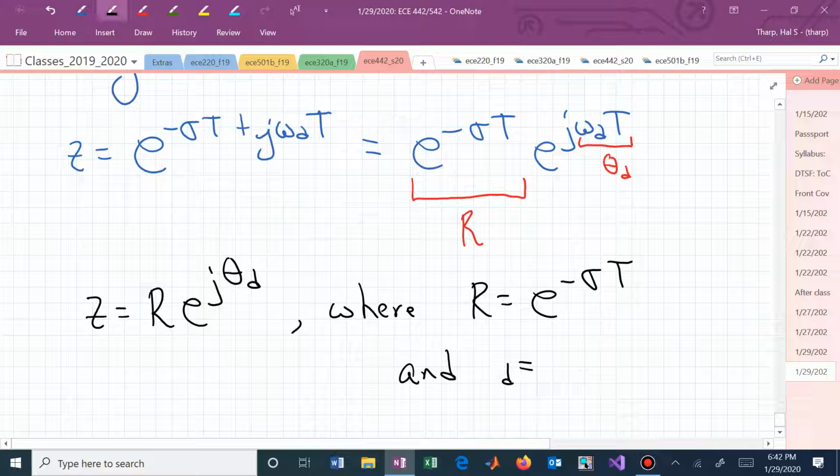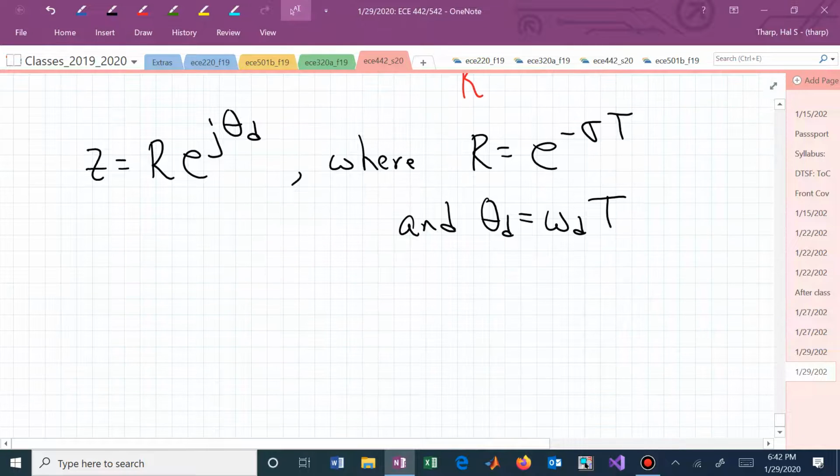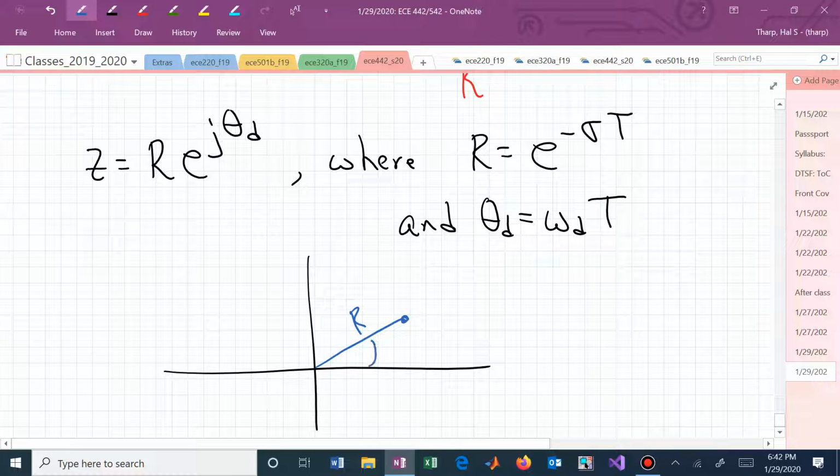R represents the magnitude of this complex number z, and theta sub d is equal to our damped frequency of oscillation times the sample period T. This is actually an angle in the complex plane. You can think of z as a magnitude at some angle, where the magnitude is R and this angle is theta sub d, and that point is z. This is now our z-plane. I give you an R and a theta sub d, and you can pin that z somewhere in the plane.